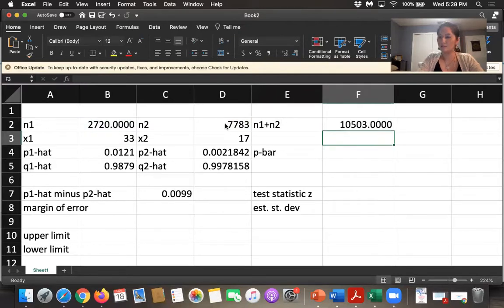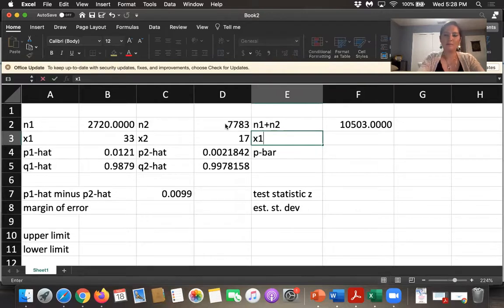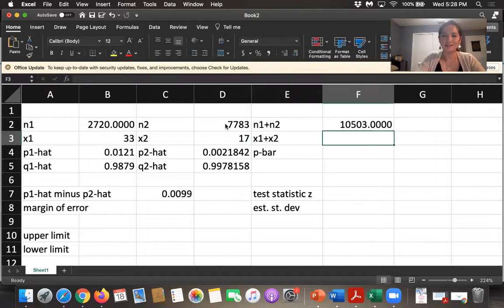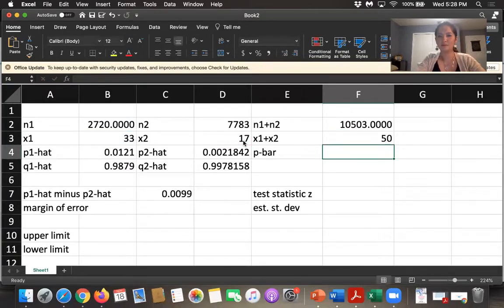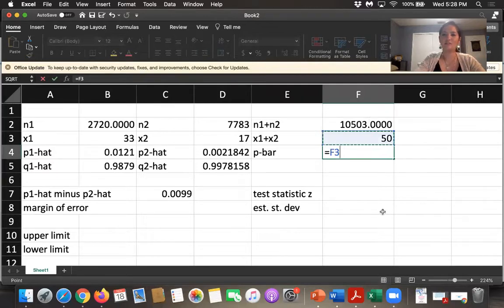So that's our new sample size. And then we want the new number of successes. And I almost hate to call it success. I do really hate to call it success when we're talking about fatalities. The successes here, we're adding those together. So we get that. So P bar is X1 plus X2 divided by N1 plus N2.